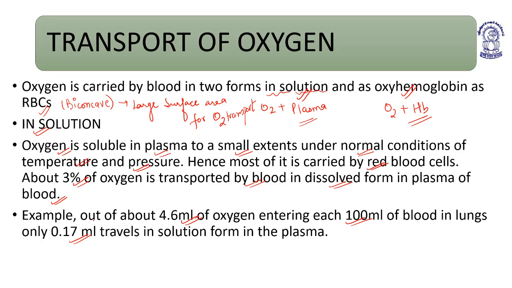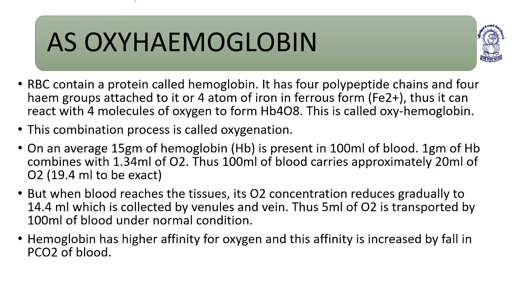Now, coming to the next, oxygen as oxyhemoglobin. RBCs mainly contain a protein, hemoglobin, in which heme is the pigment. Heme is a red colored, iron based pigment. So hemoglobin is a metalloprotein. It has 4 polypeptide chains and 4 heme groups.